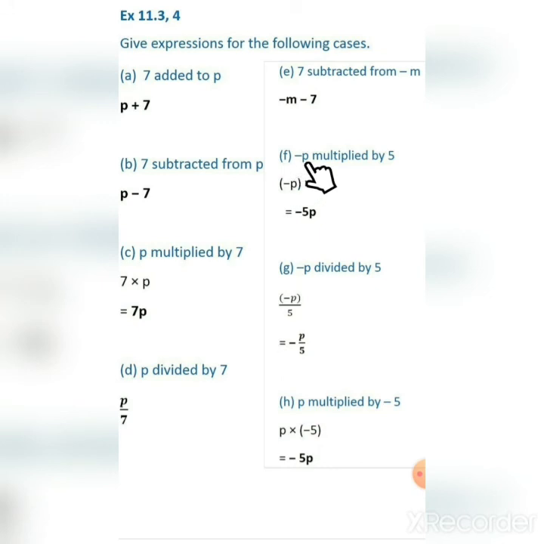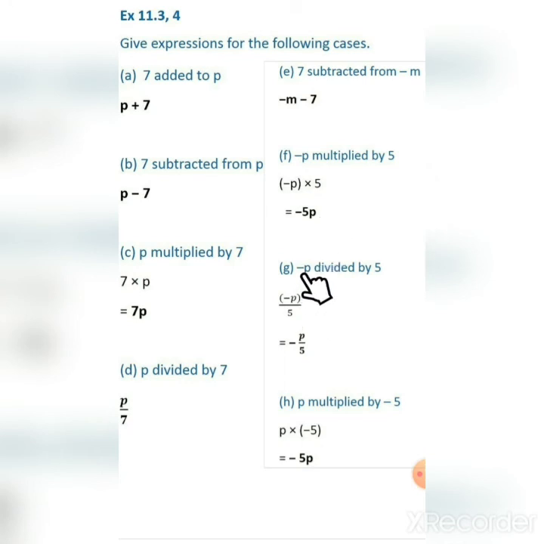Now minus p multiplied by 5. So minus p is multiplied by 5 means 5 will come later, minus p into 5. Now, 5 is a number, so a number always comes in front of the variable. It will not come after the variable in an algebraic expression. So 5 will come first, minus 5 and then p. So minus 5p will be your answer.